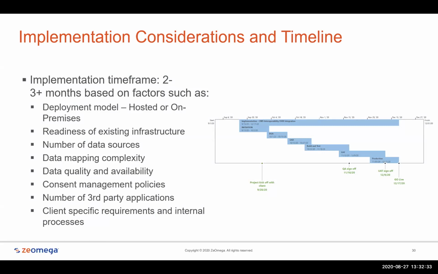We've got to figure out the deployment model. We've got to do an assessment of your existing infrastructure and look at your data sources. The data mapping complexity could vary. Data quality could vary. Consent management, we need to adapt the technical solution to the policies that are in place. In some cases, the policies need to be developed. And then there are various third-party applications and client-specific requirements that we need to work through.